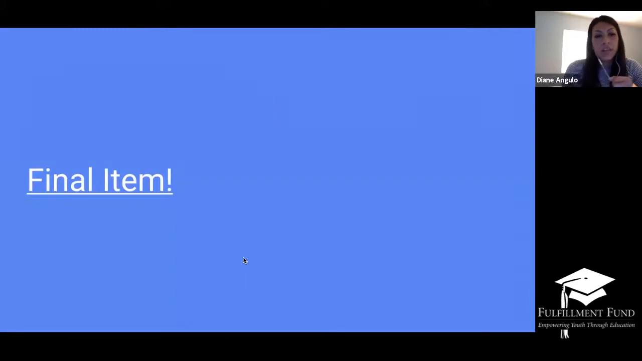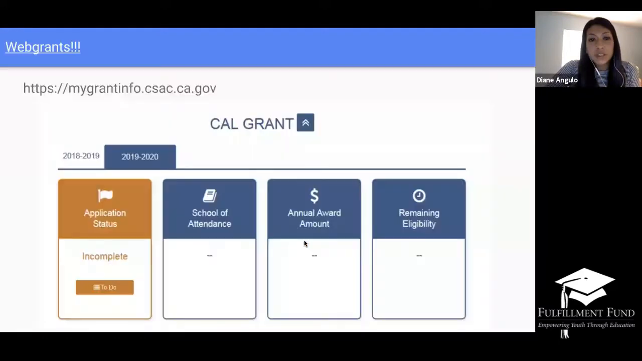Okay, so the final item before we get into questions. When you submitted your FAFSA or DREAM Act applications, you should have received a letter in the mail or an email stating that you needed to create your WebGrants account. This account is extremely, extremely important. It will show you how much money you're eligible for, or what awards, Cal Grants, you're awarded. When it comes to creating your WebGrants account, the link is at the top. If you haven't created it, please create it as soon as possible.